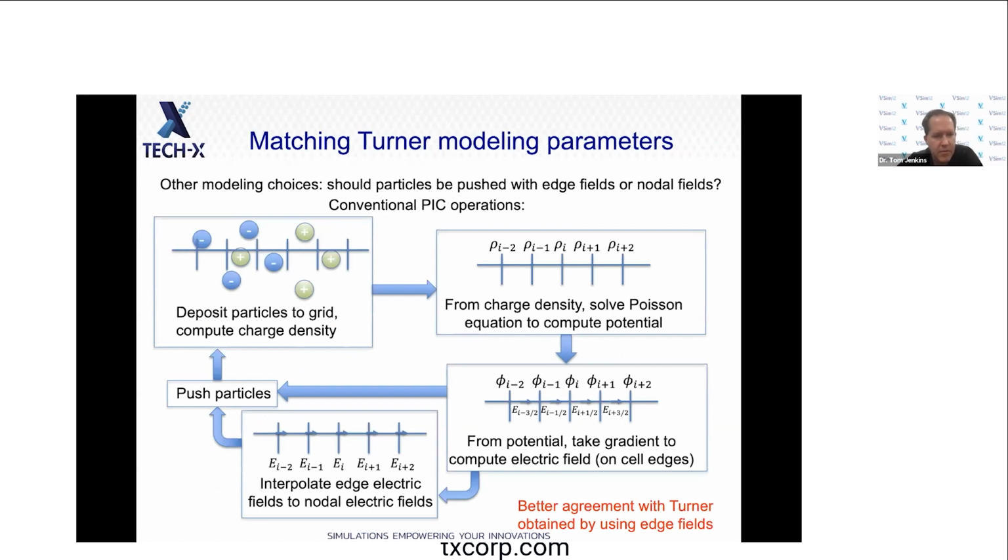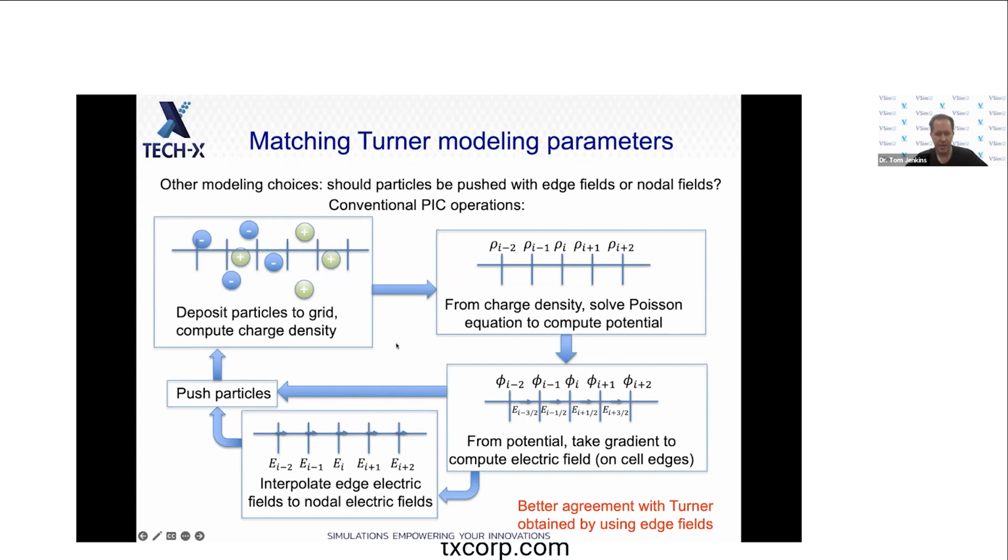And the third thing that we've looked at, the standard particle in cell rotation, where you deposit particles to the grid, you compute a charge density. From the charge density, you solve a Poisson equation to get the potential. From the potential, you compute an electric field. And then you have a choice. You can either take this electric field that exists on the grid edges in between the grid points, and interpolate it to the grid points to get a node electric field and push the particles with that field. Or you can just push the particles with the edge electric field that you got in this step.